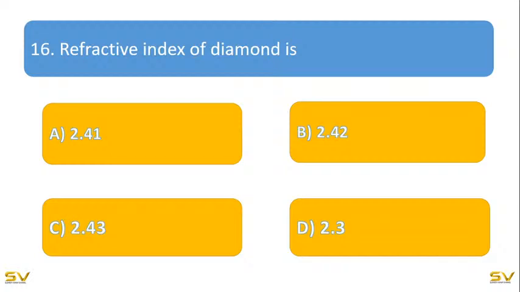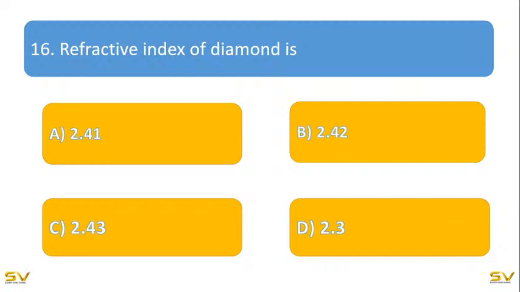Because these are very important questions, they will give you some values of refractive indices and ask you in which medium light is fast and in which medium light is slow, like that.